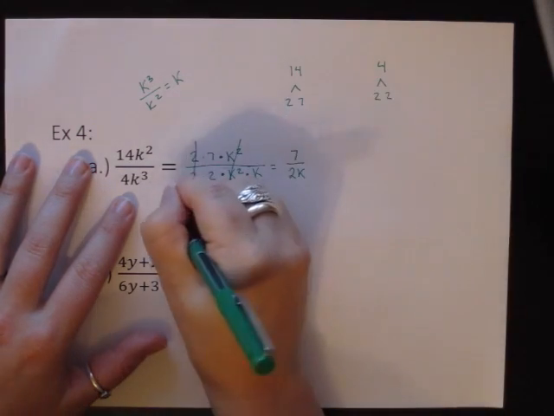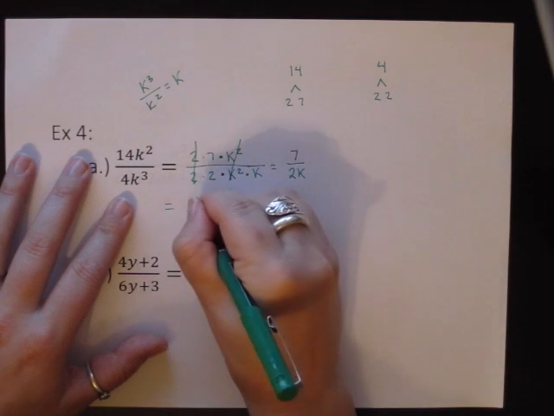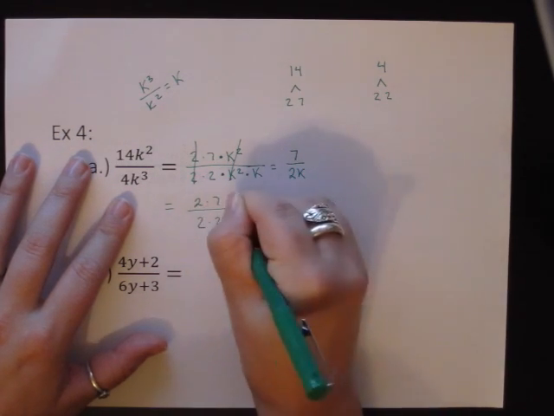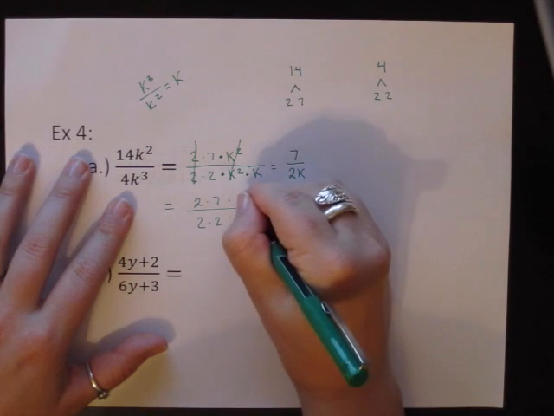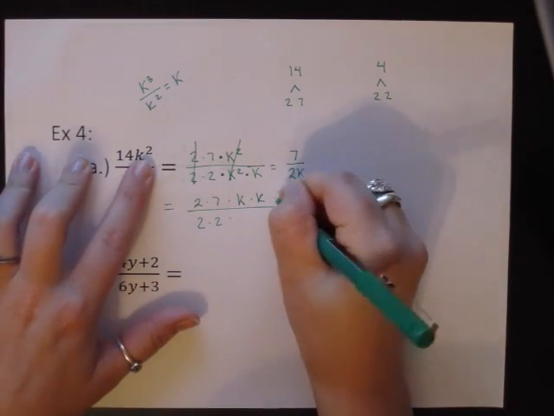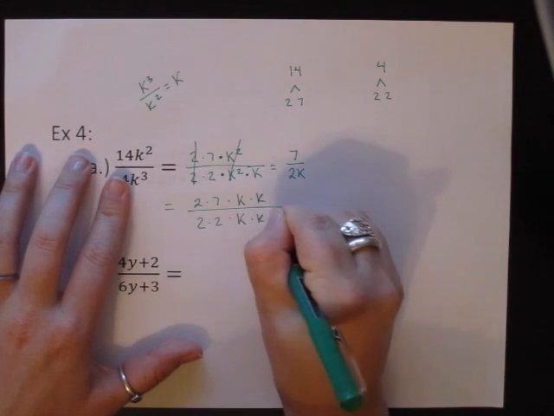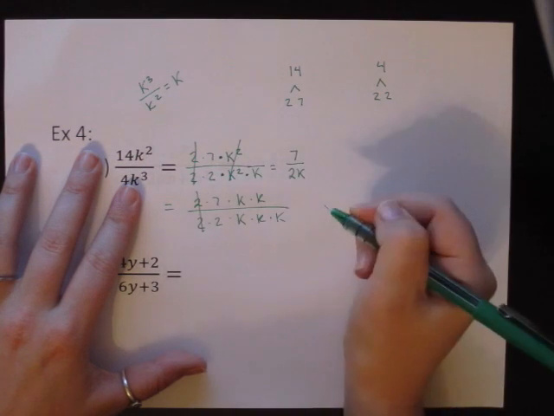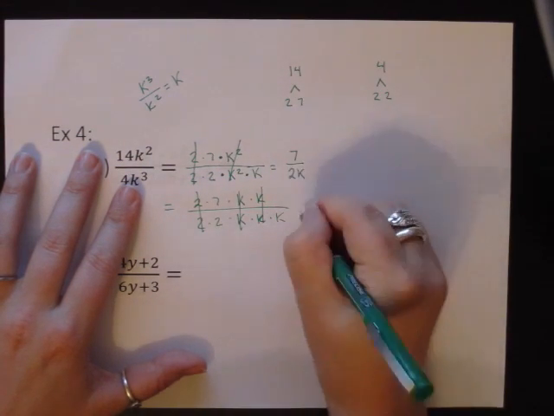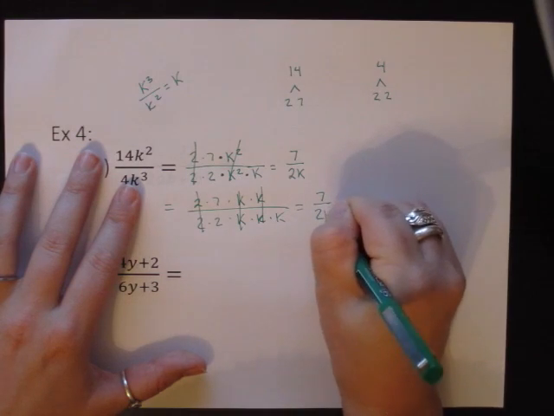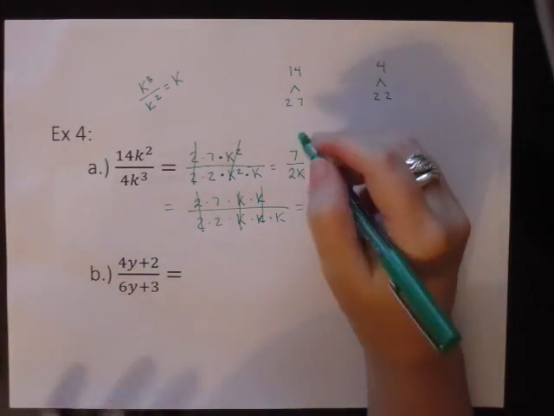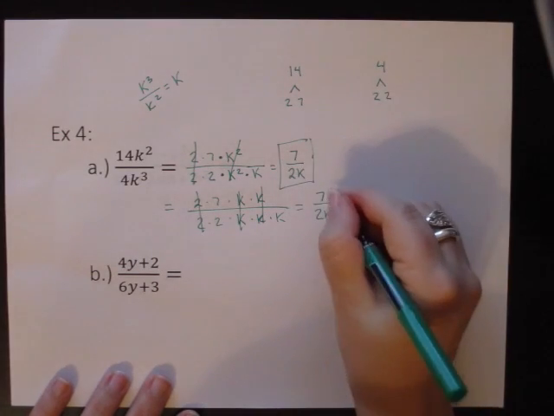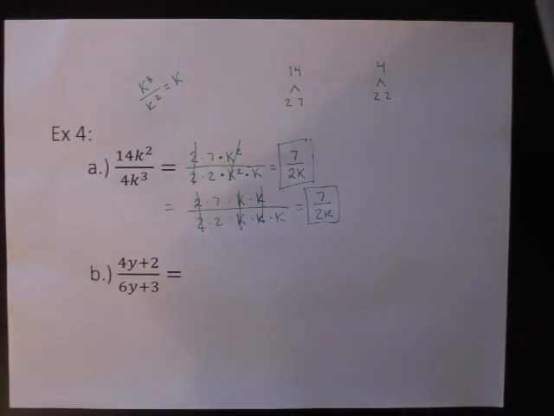Now let me show you another way to do it. You could go 2 times 7, and then 2 times 2. What I saw last quarter when I taught this, you could go k times k because there's 2 k's, and then k times k times k because there's 3 k's. So this completely works for me. You cancel out the 2's, cancel out a set of k's, cancel out another set of k's, and you're left with 7 over 2k. For me, this way makes sense. If this way makes better sense to you, then go ahead and do it that way as well. I don't care. Either one's completely fine. As you see, you get the exact same answer.